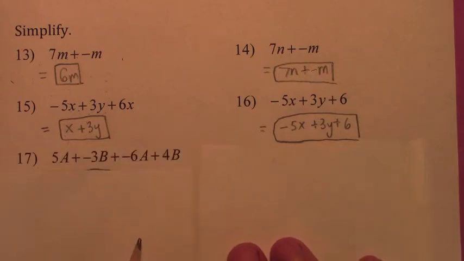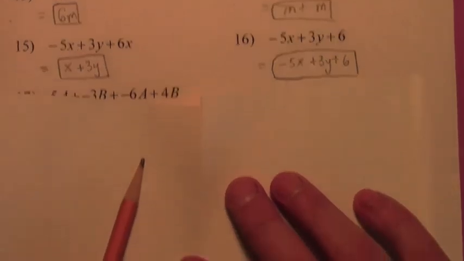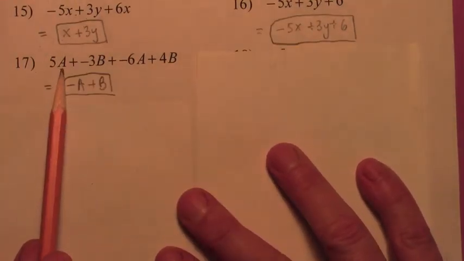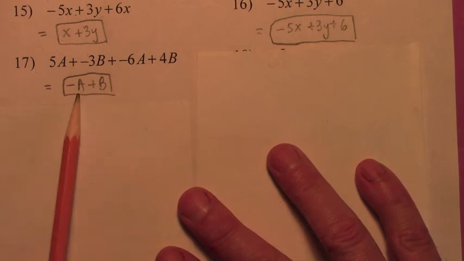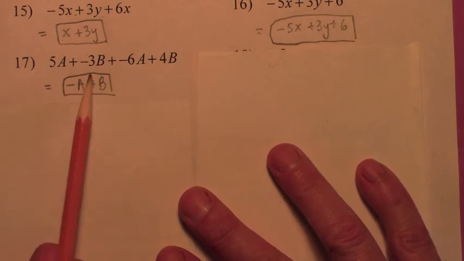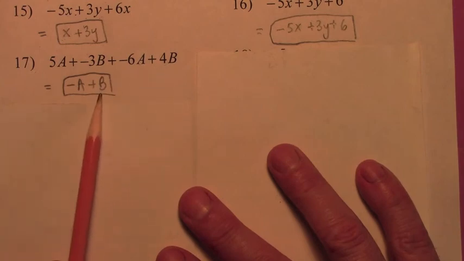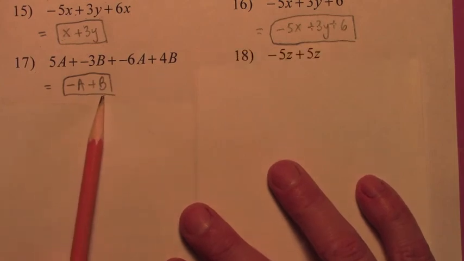Here you see 4 terms. You can add the a's together. What is 5a plus negative 6a? It's negative 1a, which we just write as negative a. And what's 3b, and negative 3b plus 4b? It's 1b. So your answer would be negative a plus b.